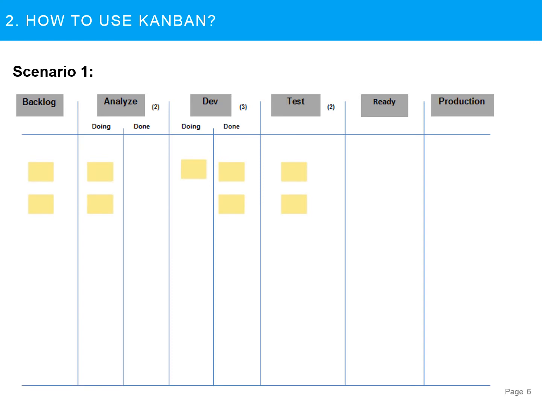So let's see this scenario. Where's the bottleneck? Well, there's none, but they are in the making. So here we have two analyzers working on two items or two user stories. We have two developers who are done, while the two testers are busy testing.